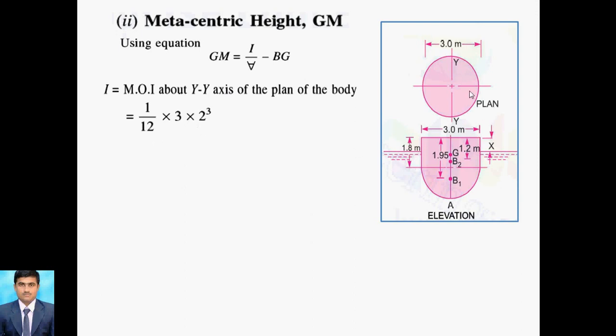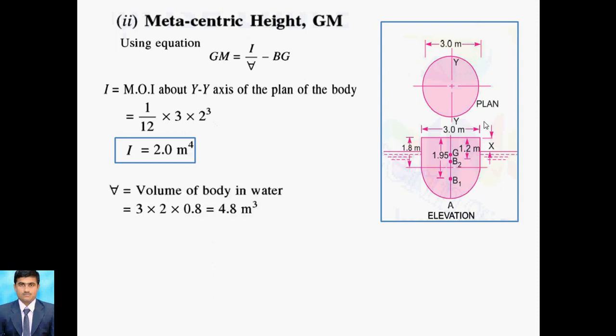That is a rectangle shape. The plan is in a circular manner and the elevation is a rectangular section. So we consider 1 by 12 BD cube, and that value is I. For the volume, the depth of impression is up to 0.8 meter, which is already given in the problem. So 32 into 0.8 is your volume.